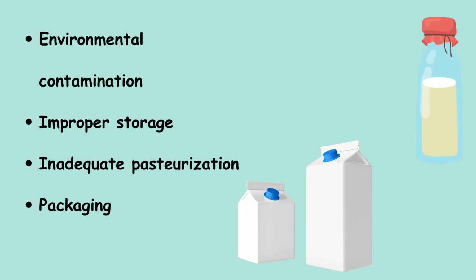Improper storage. This means if the milk is not kept at a correct temperature, that is below 4 degrees Celsius or 40 degrees Fahrenheit, it can result in the rapid growth of spoilage bacteria and pathogens. Microorganisms like Bacillus, Pseudomonas, and Lactobacillus can thrive in a warm environment and result in the souring or spoilage of milk.